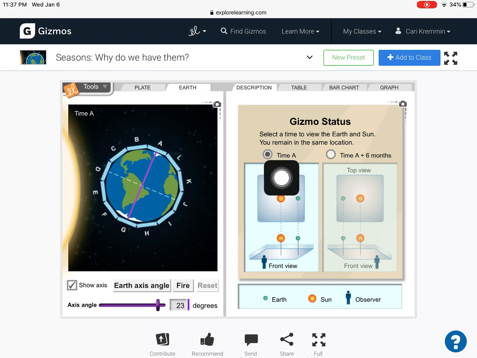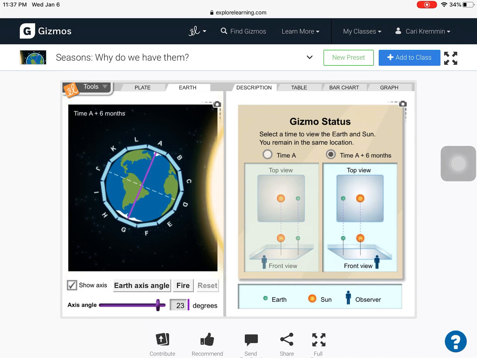But they're keeping it generic right now, calling it time A, and then time A plus 6 months, meaning half a year later. In other words, the opposite season. When I select this, one thing that is confusing is it doesn't look like much changes when I change that. The biggest thing that changes is the sun goes over here. Now, that kind of is misleading because we know that the sun doesn't move around us.